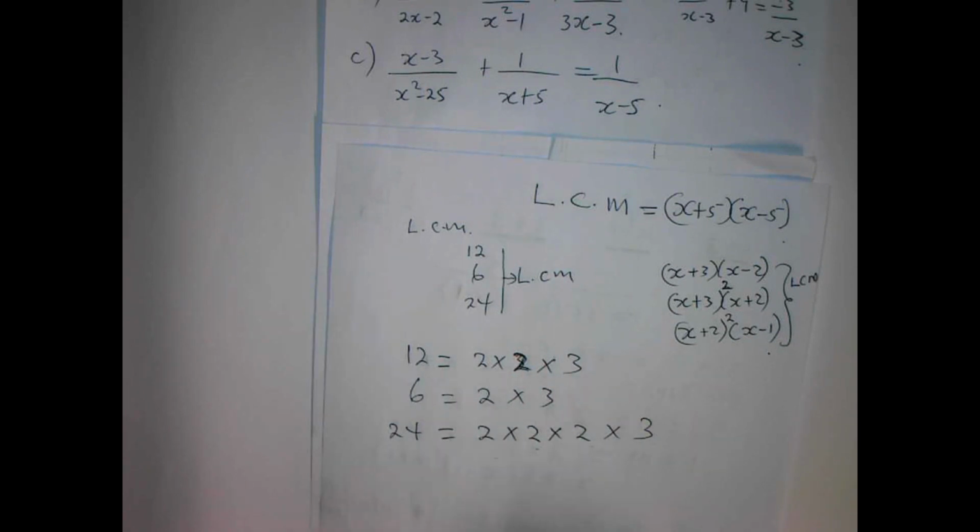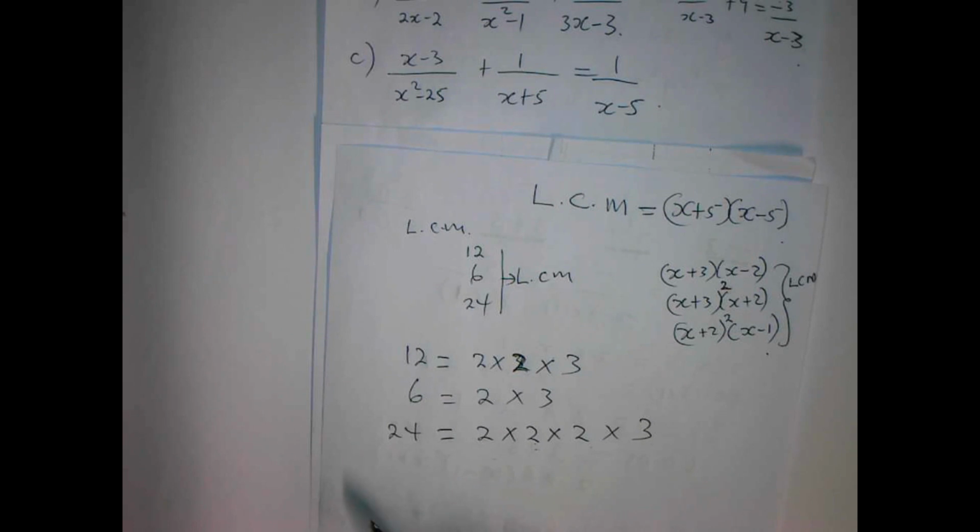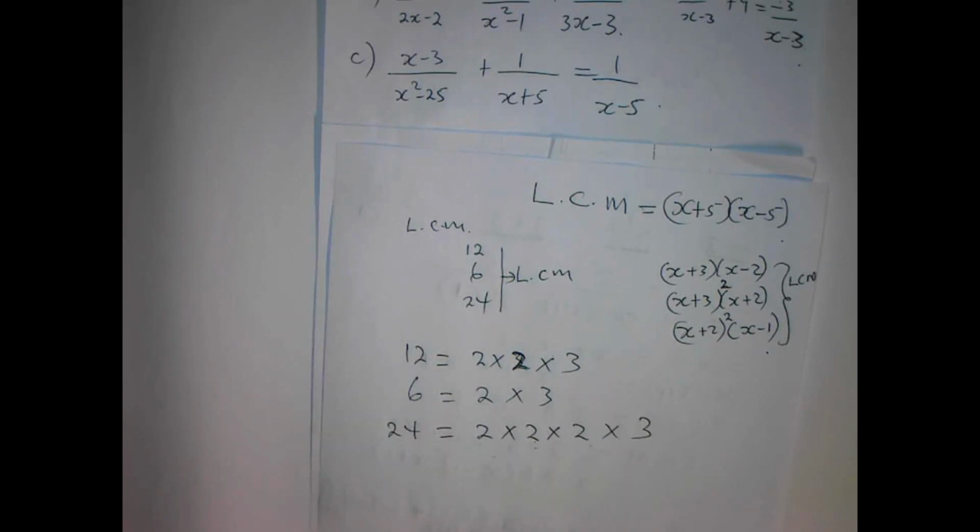You express each number as a product of its prime factors. So I did not write 2 times 12 because 12 is not a prime factor. 2 times 12 is 24, but that is not expressing 24 as a product of prime factors. That's why I'm writing 2 times 2 times 2 times 3.